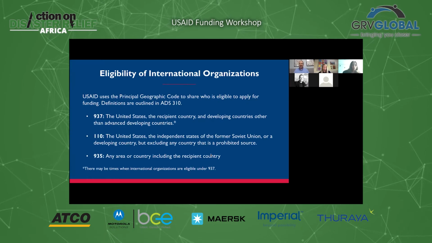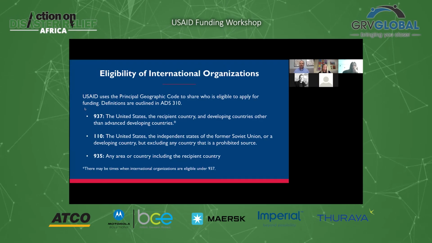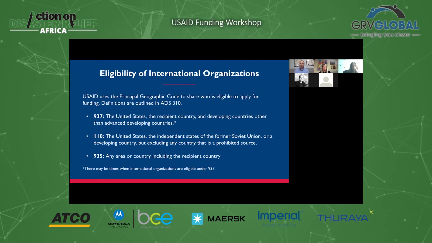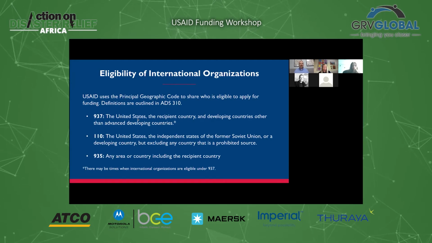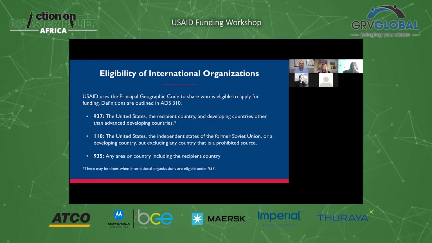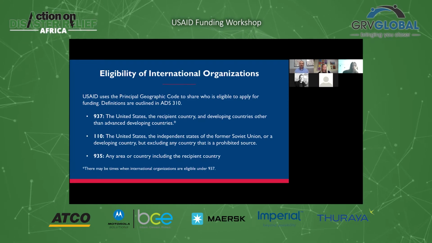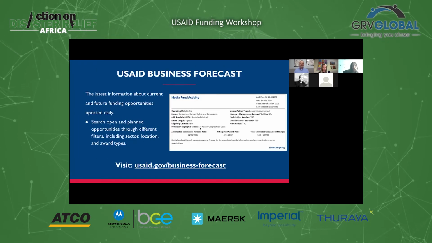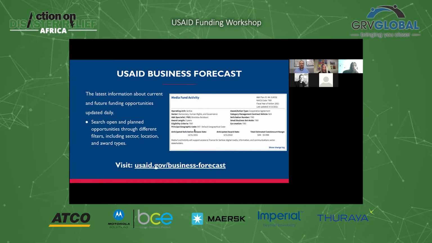One of the things I want to highlight, though, is the eligibility of international organizations. I've seen some folks commenting that they were from Spain, from Kenya, I think Nigeria, as well as other countries. I'm sure there are many different countries on the webinar. So you may be wondering, is my organization eligible to work with USAID? We communicate what organizations are eligible through something called the Principal Geographic Code. If you look on our business forecast, you'll see Principal Geographic Code listed for every activity to help you identify what organizations would be eligible to compete for it.